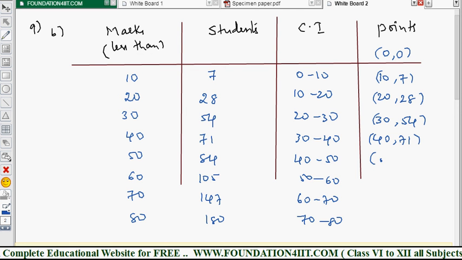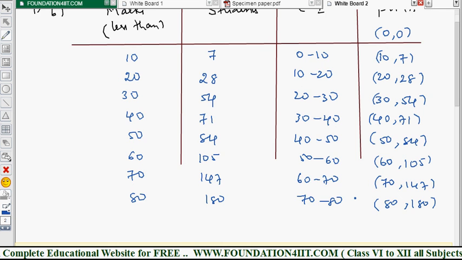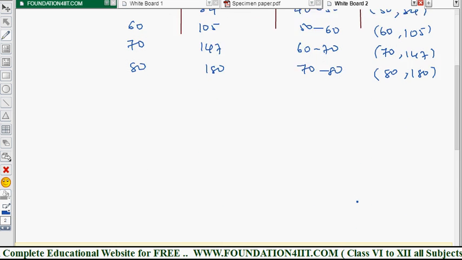These points you need to plot on the graph: 50 comma 84 and 60 comma 105, 70 comma 147 and 80 comma 180. This is the data we need to plot in the graph. So let me take the graph paper.